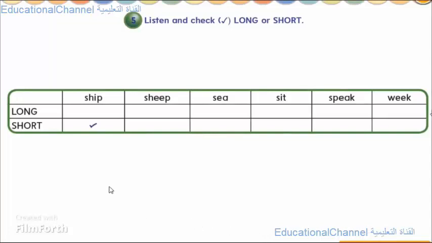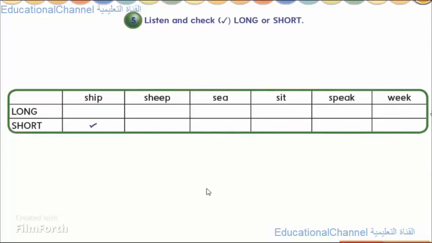Look at the example. I says, i, ship. E and E says, e, sheep. E and A says, e, sea. I says, sit. E and A says, e, speak. E and E says, e, weak.